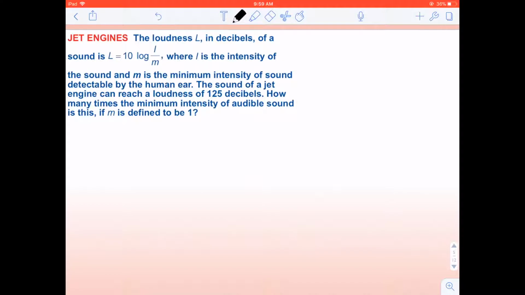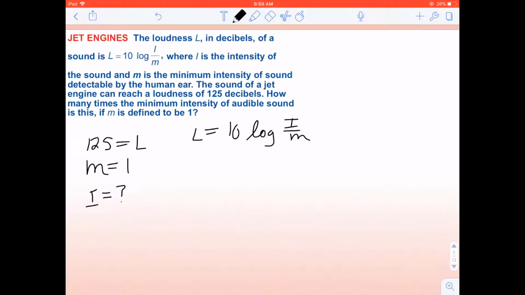All right, so let's define our variables. We know 125 is our loudness, and we know M is 1, and we want to know what I is. Okay, so we have our equation, L equals 10 times log of I over M. So we'll sub in 125 equals 10 times the log of I, right? Because M is just 1. So now all we have to do is solve. So we divide both sides by 10, and we get 12.5 equals log of I.